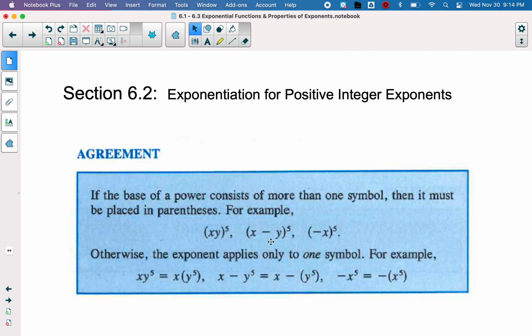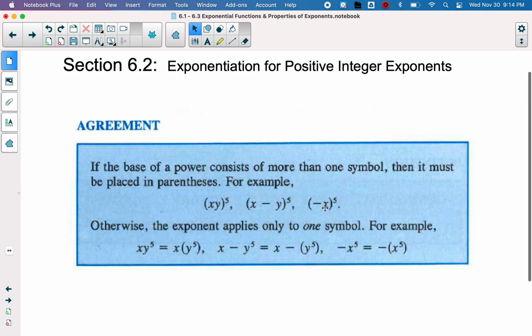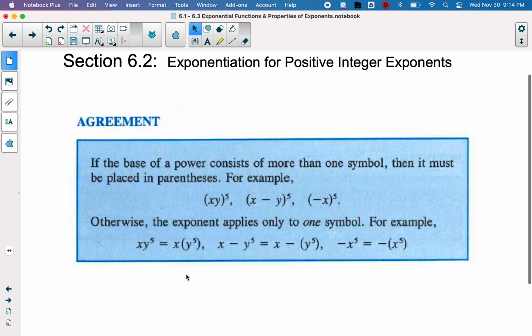Over here on the right, this is negative x to the fifth, so then you would raise negative x to the fifth power in that case. And that can be different. If this was left without a grouping symbol, it has a different meaning. So again, over here, xy to the fifth is really this expression here, x times y to the fifth.